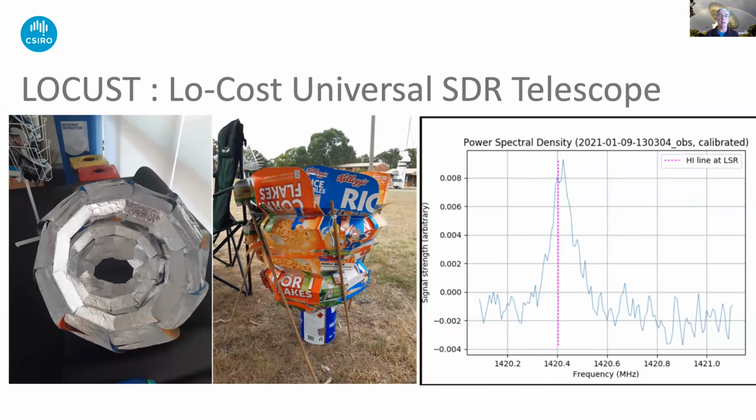And here's one we developed for schools. We want to trial it once COVID lockdowns end here. It actually uses cardboard and aluminium foil and a paint can for the waveguide. And here you can see some data where it's calibrated for the H1 line.